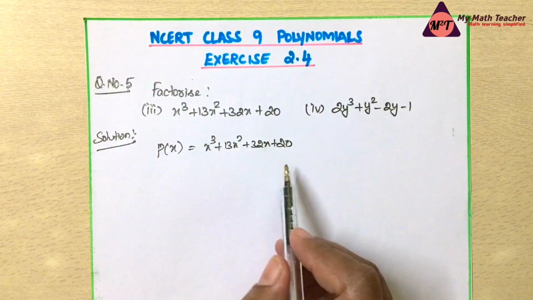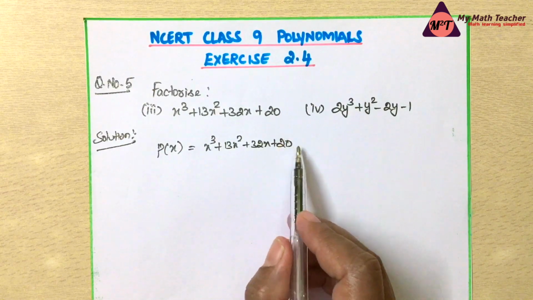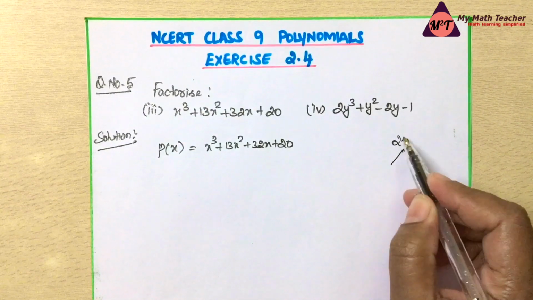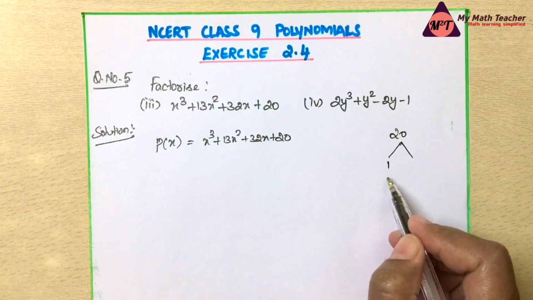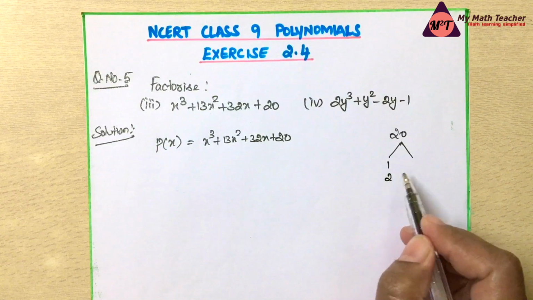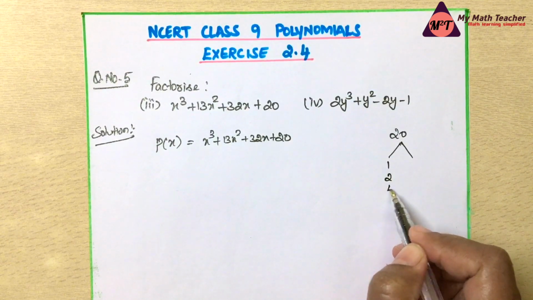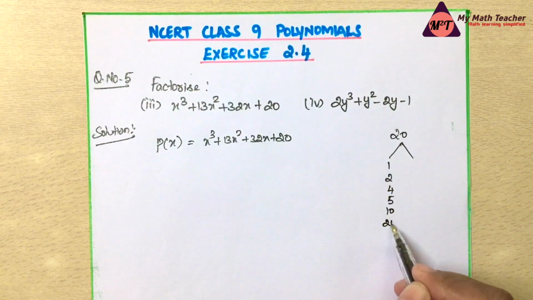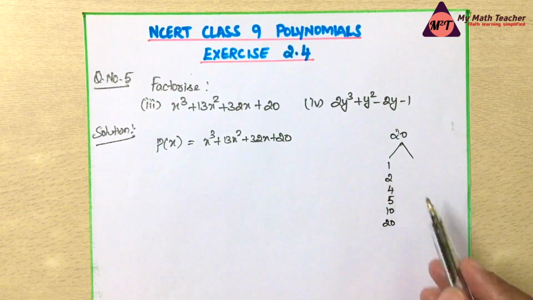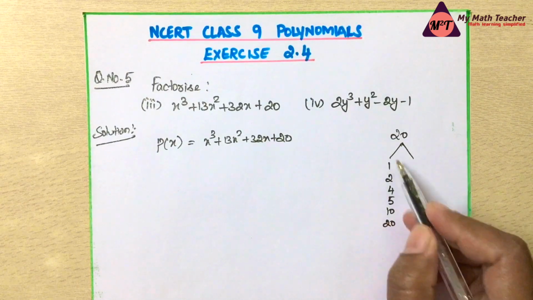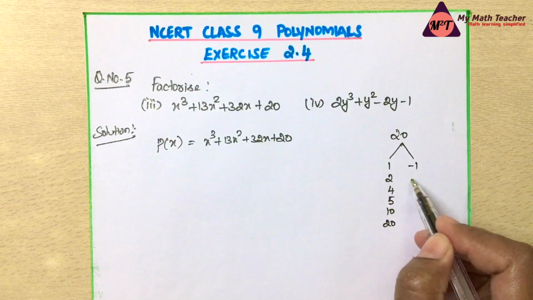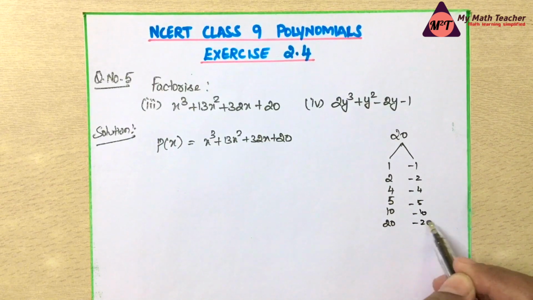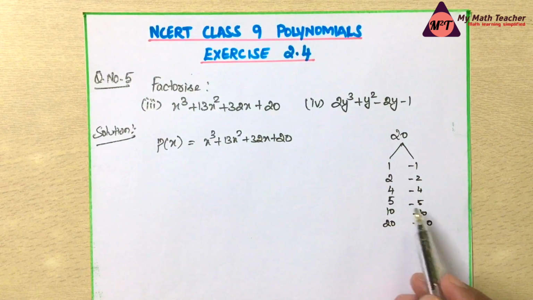The first factor we will get from the last number, that is 20 here. Now you have to write all the factors of 20. That is 1 is the first factor, 2, 4, 5, after this we will get 10 and then 20. These are the factors of 20 which we know. You have to consider the negatives of the same numbers as well. So which is minus 1, minus 2, minus 4, minus 5, minus 10 and minus 20. Out of this we will get our first factor.